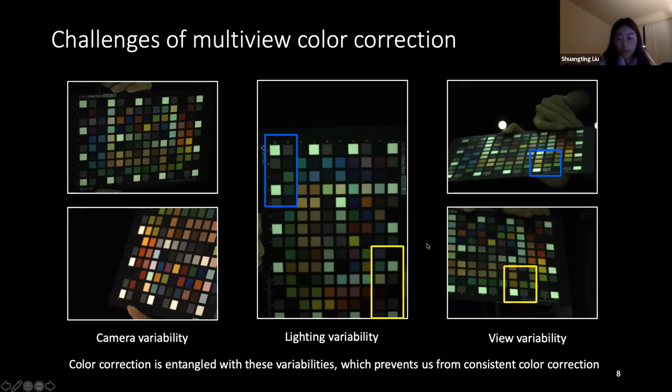And the view variability, which means that the color may be different if we view an object from different viewing angles. So the color correction is entangled with those three different variabilities, which prevents us from doing a consistent color correction. That's why multi-view color correction is more challenging.